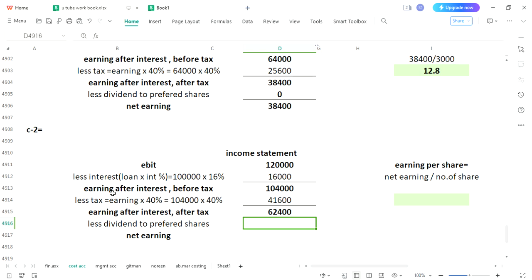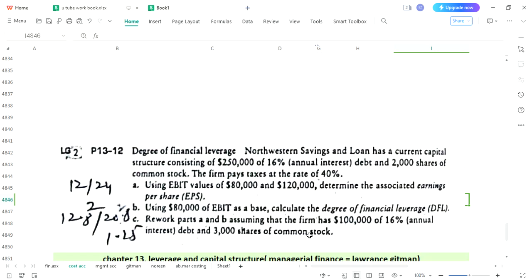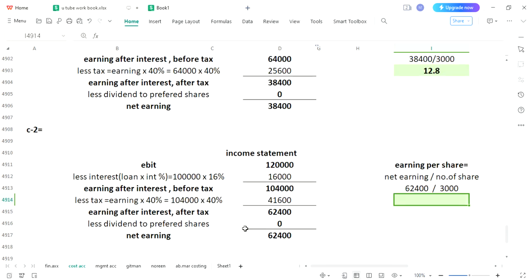Preferred shares are not present in your question, so the final earning would also be 62,400 in the absence of preferred shares. Earning per share would be calculated by taking this net earning, 62,400, and dividing it by the number of shares, 3000, given in your question. As we are solving the C part, for the C part it was set to change the number of shares to 3000 and the loan amount was 1 lakh.